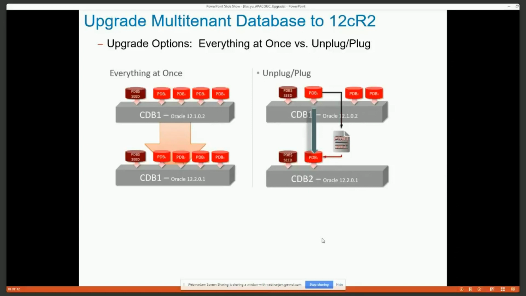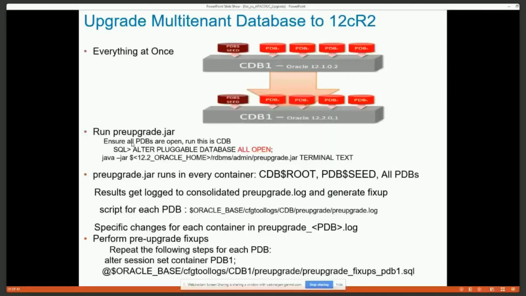The second option is you have a 12.1 database, you want to upgrade to 12.2, and you have a multitenant database. In this case, I want to upgrade everything one time. So you could do that. For a multitenant database, there are two options: one is upgrade everything one time, or you do one at a time. So let's talk about everything at one time. Let's say you have a 4-PDB database in 12cR1.